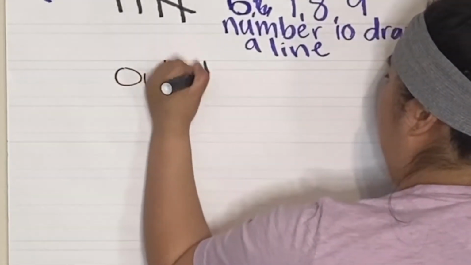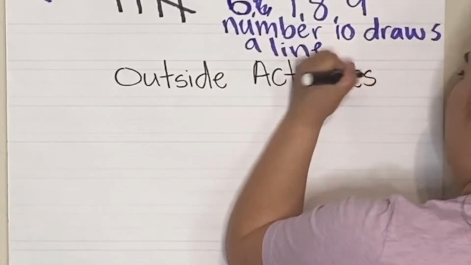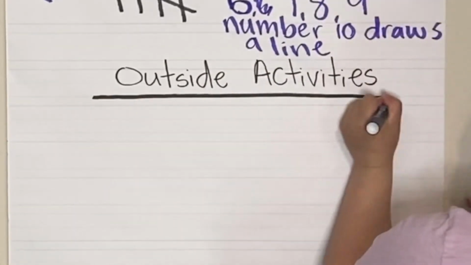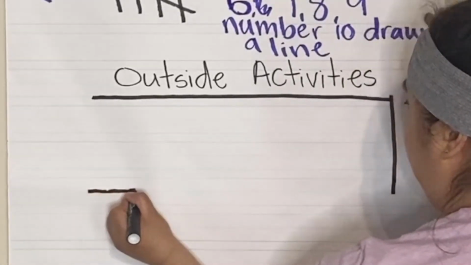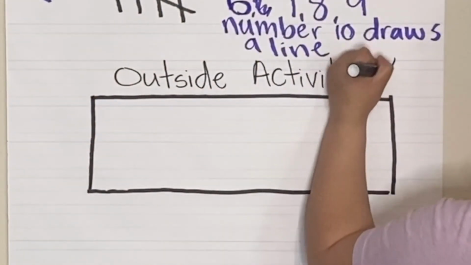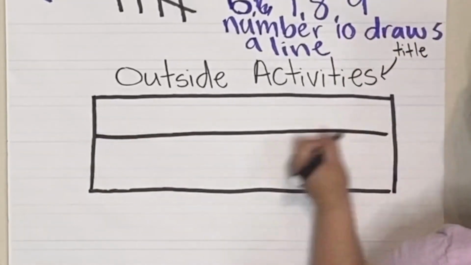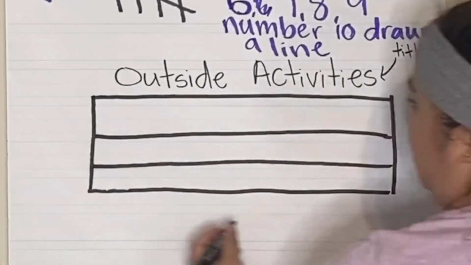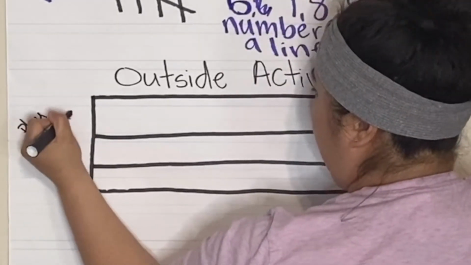So the first thing we need to do is write our title. And remember, that's our question that we're going to pose. So we're going to say favorite outside activities. I just wrote outside activities. And then we'll make a rectangle, and then we'll make two lines in the middle to separate our 3 activities.